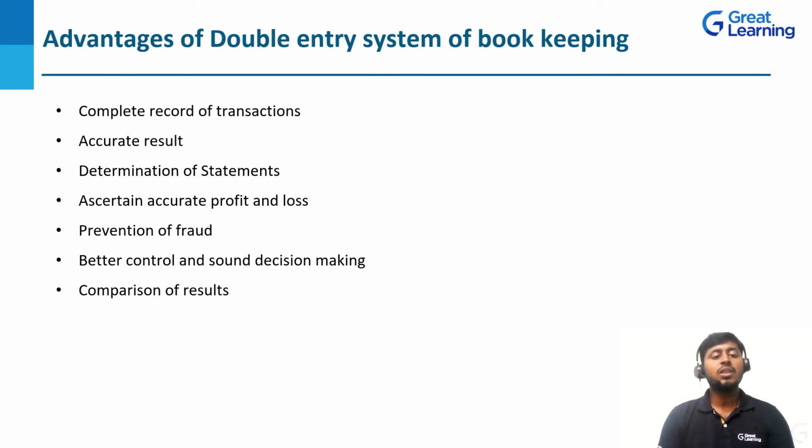Second one, accurate result. So why will we get the accurate result in the double entry system of bookkeeping? Because we are going to record all the transactions or all the activities related to money or monetary worth, or cash and cash equivalent. So for that we are going to record all the transactions, so we will get the accurate results also.